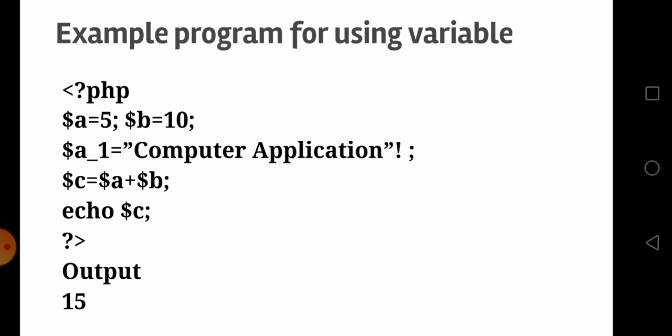A variable must begin with dollar. Children, for what purpose do we use the echo command? To display the output. We can see the output of $C. What is the value of A? 5. What is the value of B? 10. So what is the answer? 15. Children, have you all understood? I hope you understand.